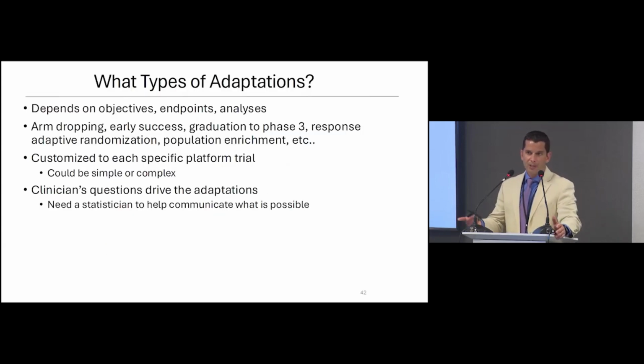So adaptations, John talked about this as well. We could spend days talking about adaptations. It's a really complex topic, and I'm not really going to dive too much into it, but he made a really good point that it's based on a pre-specified adaptation. It's not something where we just make it up as we go. You have pre-specified adaptations, and it really depends on the objectives of the trial, the endpoints you're interested in, and the analyses that you're using. Could be arm dropping, could be early success, could be graduating to phase 3, could be response adaptive randomization, population enrichment, all sorts of things.